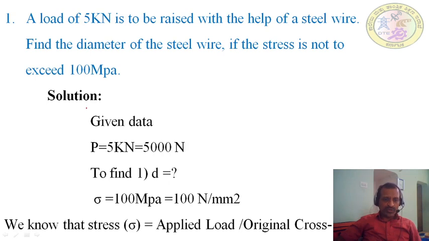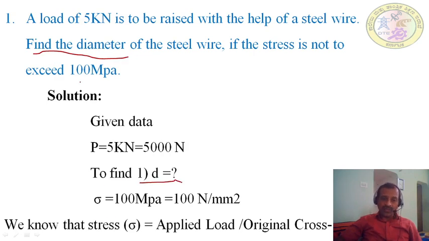The solution goes like this. Given data: write down clearly from the problem what is given. In the problem you have been given P is equal to 5 kilonewton. Writing it in Newton, kilo is 10 to the power of 3, so it is 5000 Newton. Now he is asking you to find the diameter, so D is the question mark here.